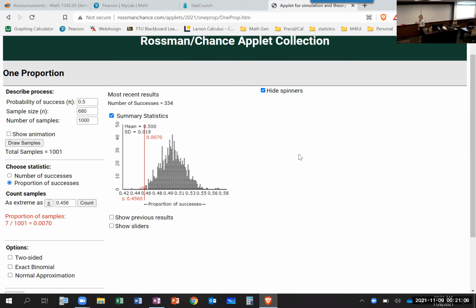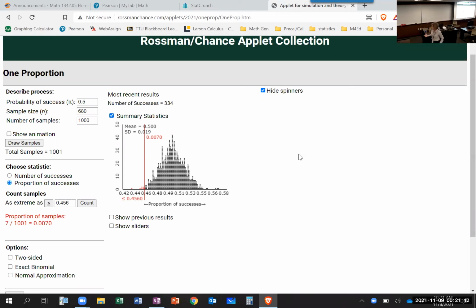So the red vertical line represents the results from the P hat, right? That one sample that we were looking at of 310 predictions out of 680. Is that the right number? Yeah. So that's what the vertical line is representing. That's P hat. And what we're trying to say is if we were to re-simulate that exact same process, how many times, what's the likelihood that I'm going to get the 0.456 or less? That's what we're looking at.